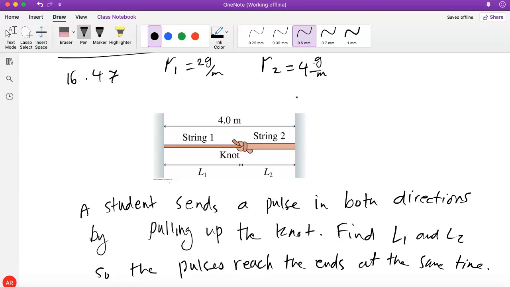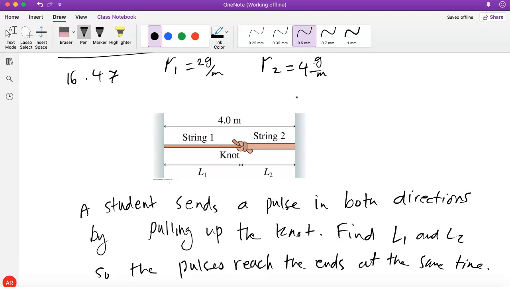All right, so first, what's different about the two strings? It's the linear mass density. The tension must be the same. They're connected, and they're not accelerating in the horizontal direction. So there must be the same tension throughout both of them. They have some tension that's the same for both, but we don't know what it is. And they have these linear mass densities that we do know, they're given. So the speed that the pulse propagates into these two strings depends only on the tension and the linear mass density.